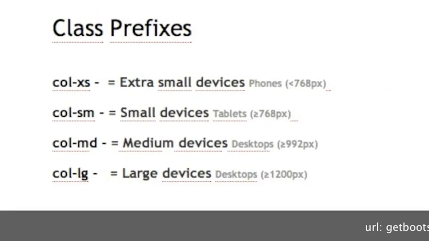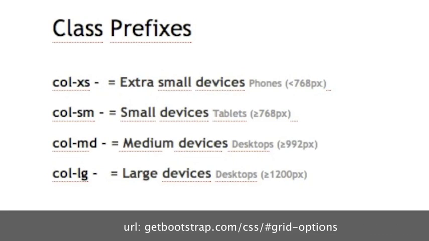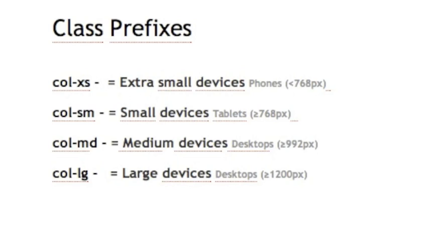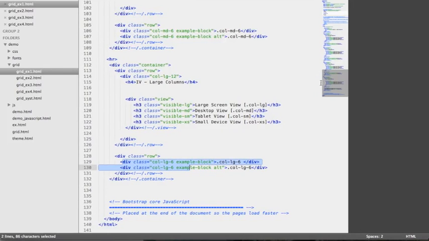A quick reminder about class prefixes. We have one for each screen size. First, col-xs for the extra small devices, like the iPhone, for example. Then col-sm for the tablet. And also the two last ones for the desktop and large screen view. You can learn more by going on the website of Bootstrap 3. So let's see that now in action.